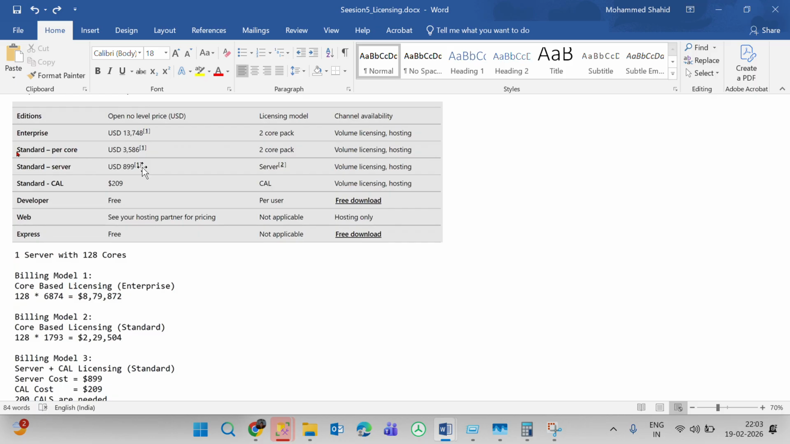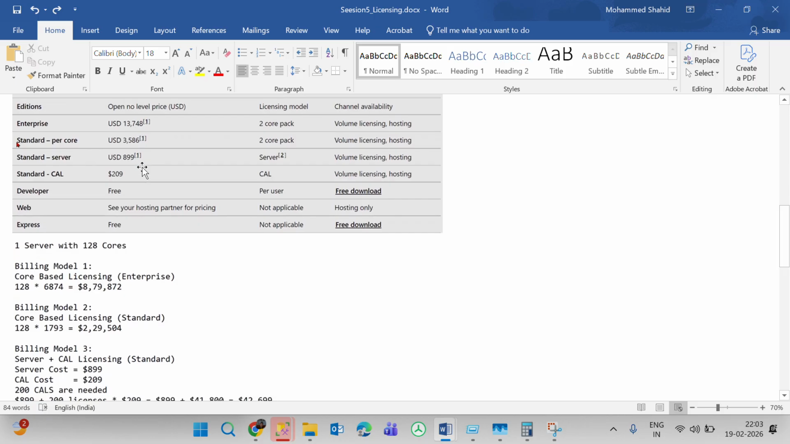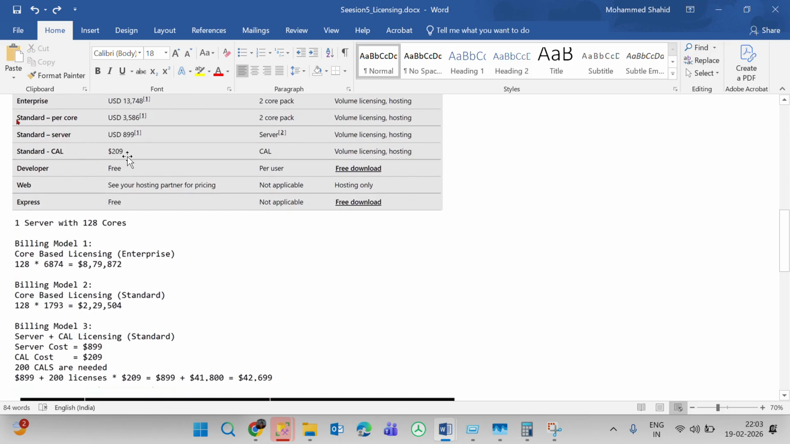Then, per user, we can purchase CAL licensing. One CAL license means $209. For example, we have 200 users in our organization who need to connect to this office server. Then we need to purchase CALs, and per user we have to pay $209.